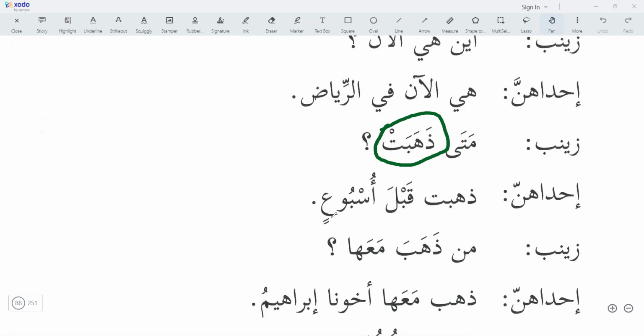Zahabat qabla usbu'in. She went a week ago. Qabla means ago, and usbu'un means week. Qabla usbu'in, a week ago. Man zahaba ma'aha? Who went with her? Ma'a is mudaf and ha is mudaf ilayh. Ma'aha, with her. Who went with her?